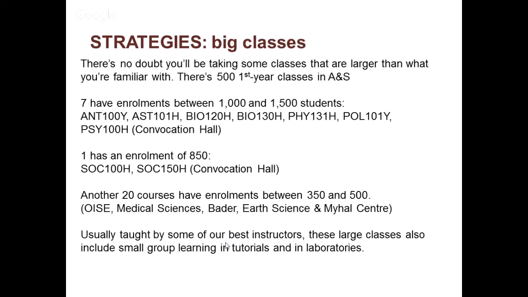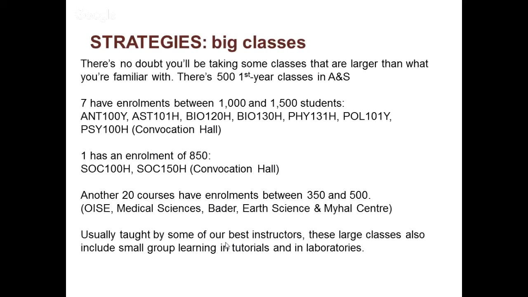Okay, so I kind of talked about this already too by mentioning Convocation Hall. The majority of classes in the Faculty of Arts and Sciences, 2,000 classes, are under 40. But that doesn't mean that all of our first year students are in classes under 40, obviously. And 7 of our courses, I said 9, 7 of our courses are offered in Convocation Hall, and we'll have enrollments of between 1,000 and 1,500 students.